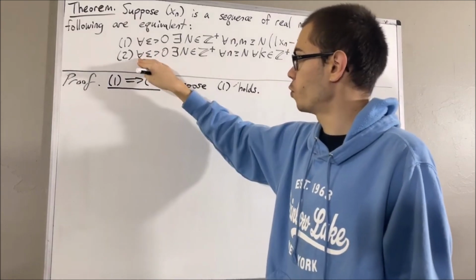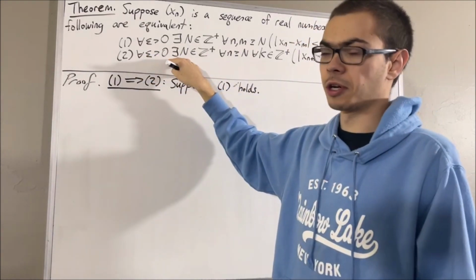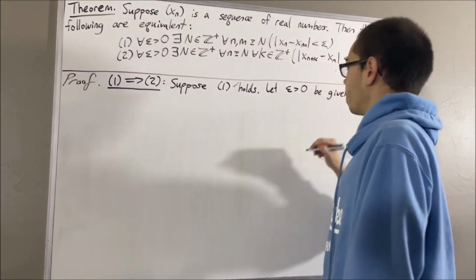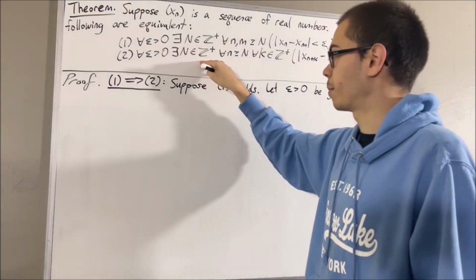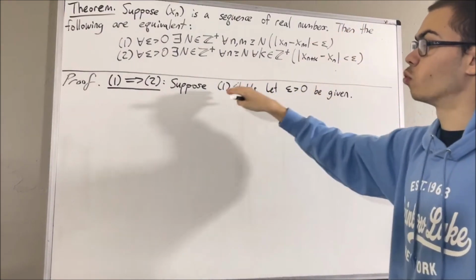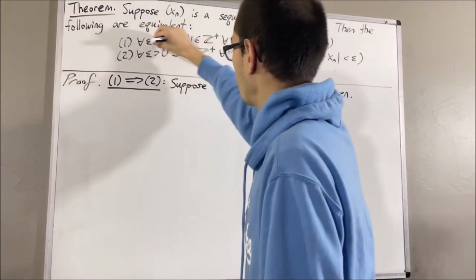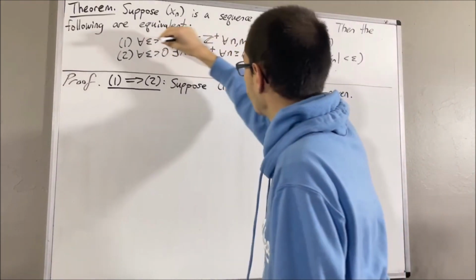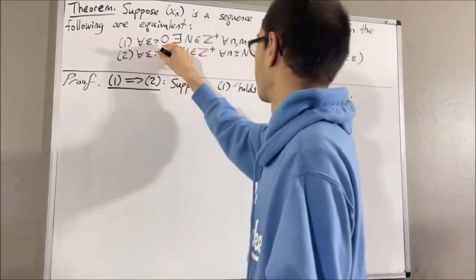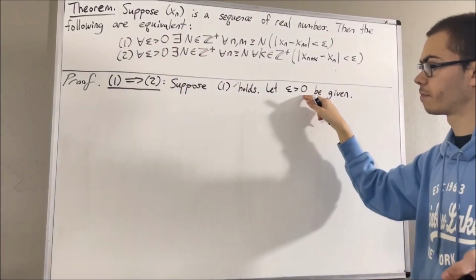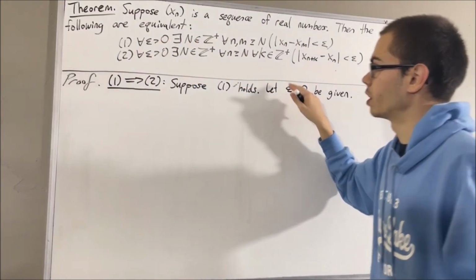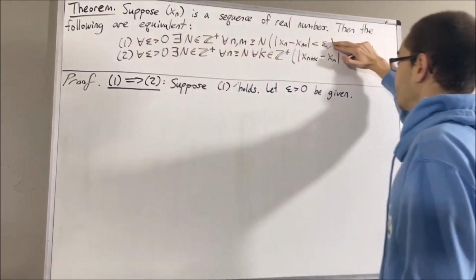And we're trying to prove a statement about every epsilon greater than 0. So let's give ourselves an arbitrary epsilon greater than 0. From here, we want to find a positive integer capital N such that this is true. Now, since we know that 1 holds, this means we know that this first statement is true. And this first statement works for every positive real number. So in particular, it must work for the positive real number epsilon that we just introduced. So taking epsilon to be the epsilon we just introduced, we have that this is true.